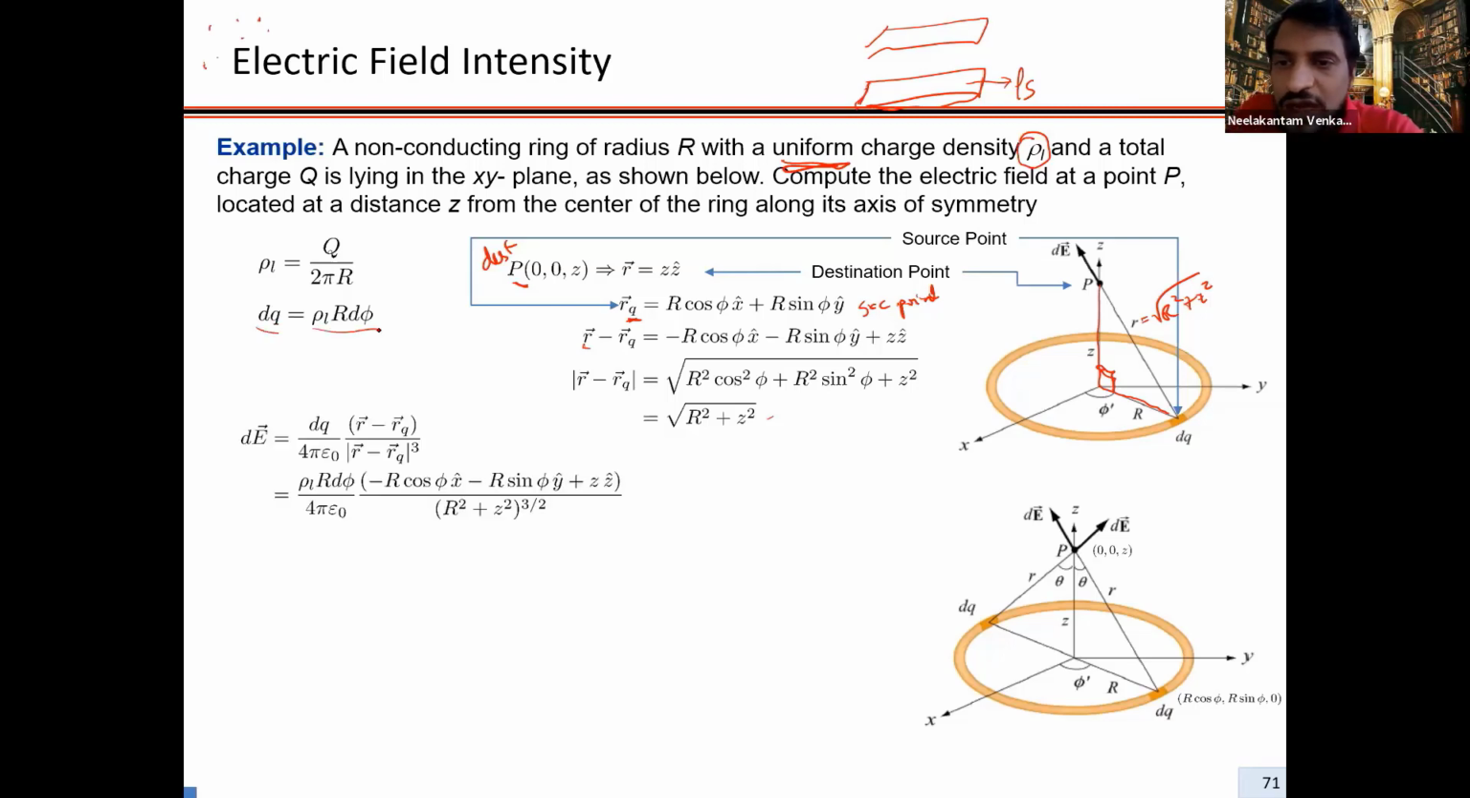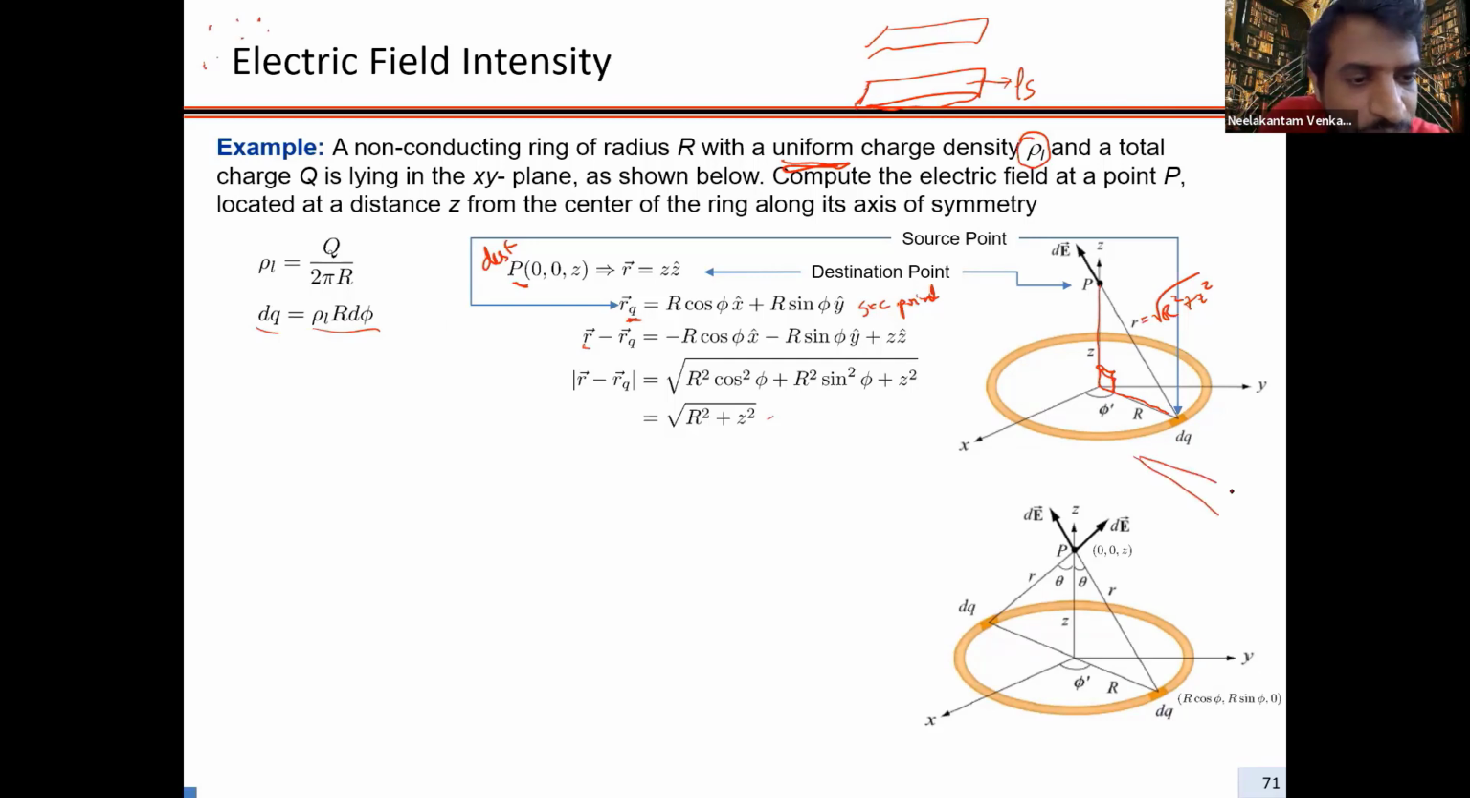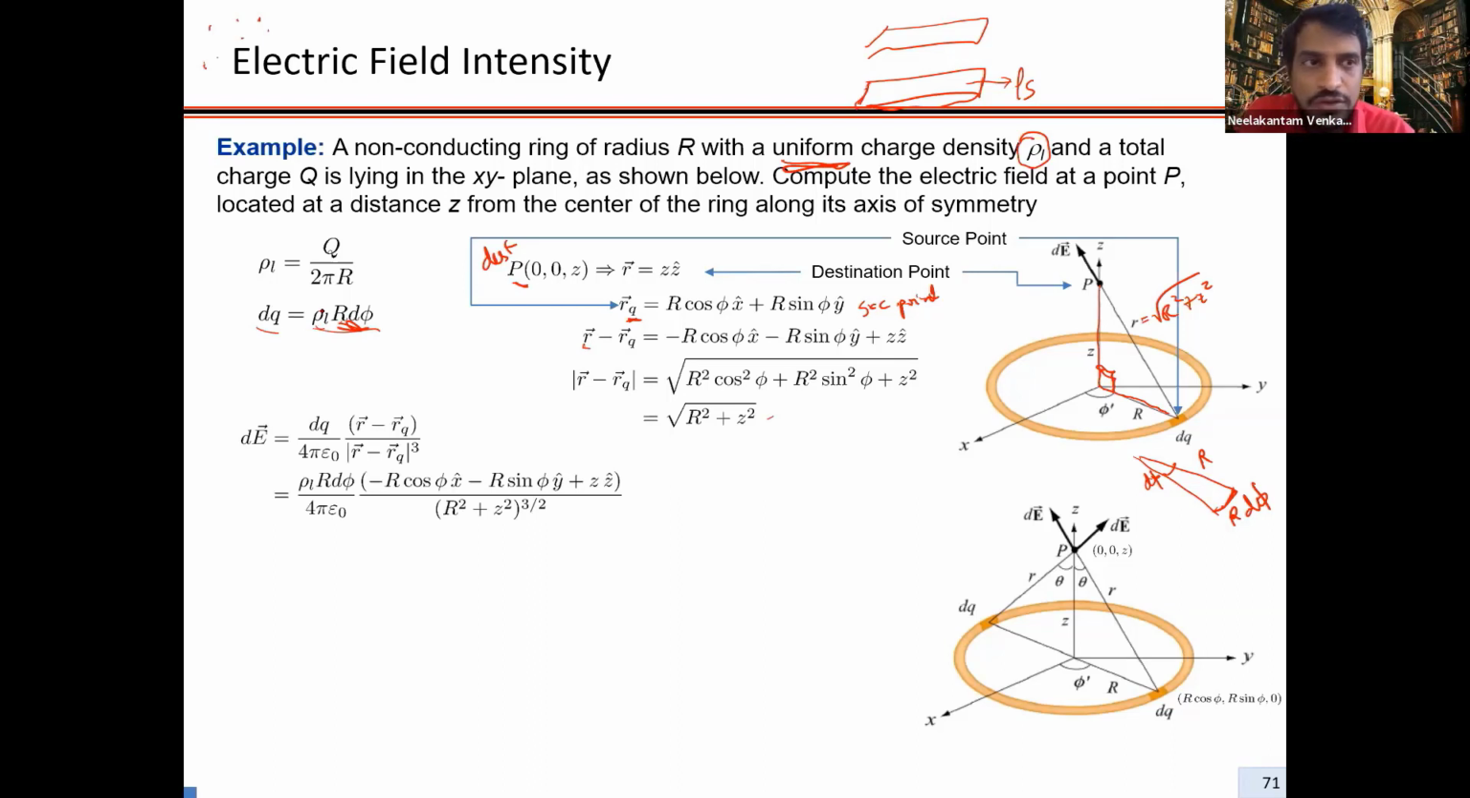The dq is r dθ. How did we get this? If I have this to be my dθ, and this is length r, the length of this is going to be r dθ. So this is r dθ times rho l, which is that unit dq that we are looking at.